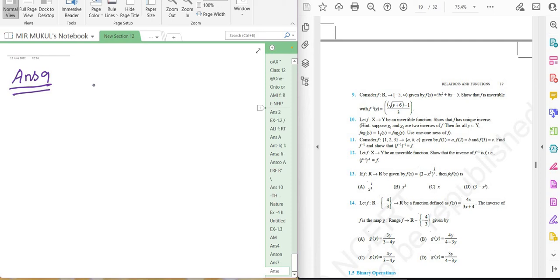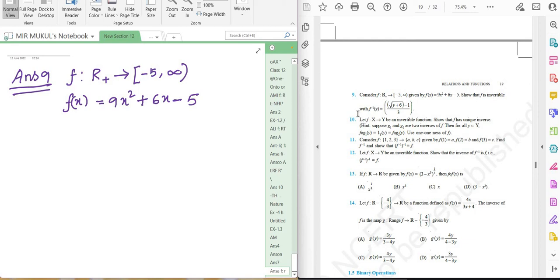So consider f: R plus to [minus 5, infinity), and f(x) is defined as 9x square plus 6x minus 5. Show that f is invertible and f inverse of y will be this.